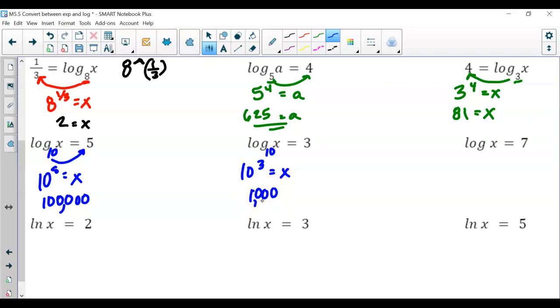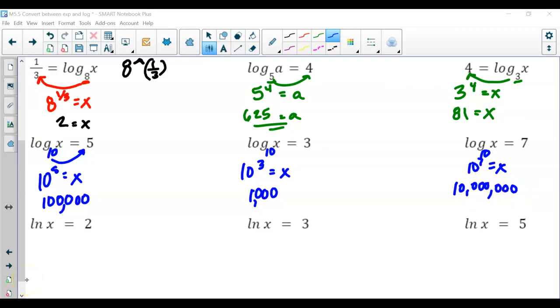Try this U-try on your own. And here we go. So again, this log is by itself. So this is log base 10. So 10 to the 7th power is equal to x. So here you should have gotten 10 million.